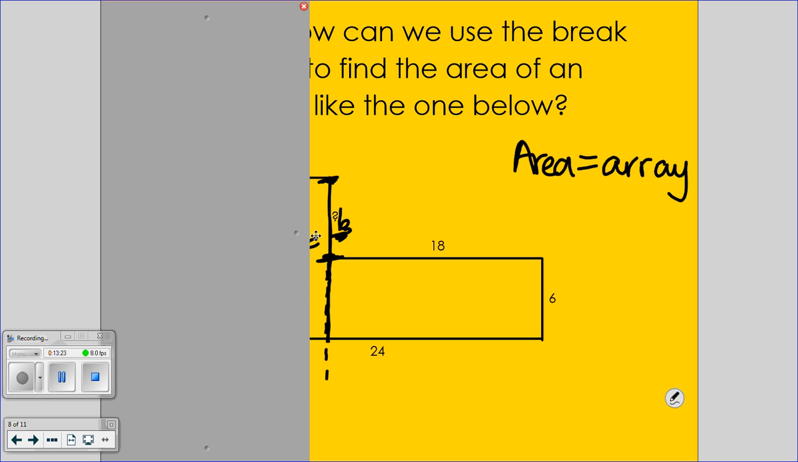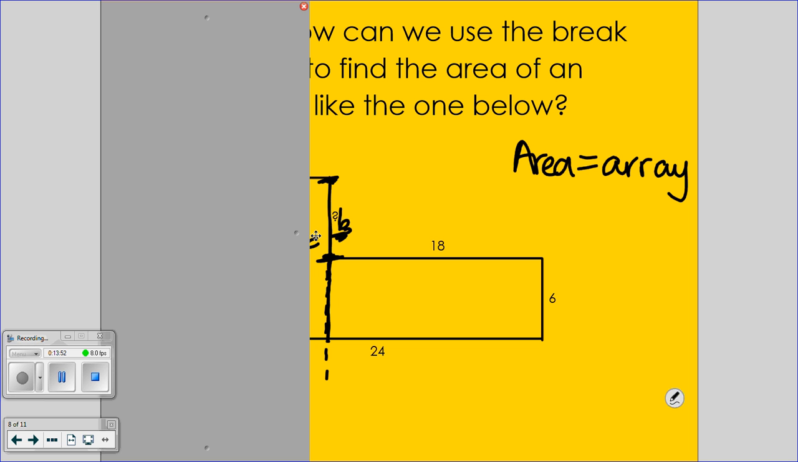Aiden, raise your hand if you want to communicate. What am I going to use? Lucy, what am I going to use? Yes. It is going to be a 6 by 18.